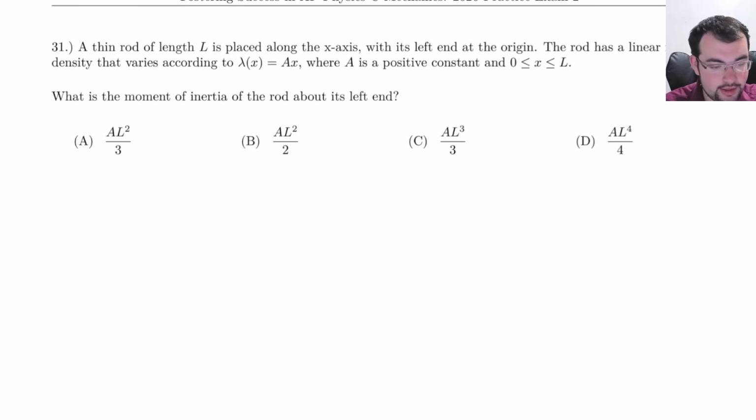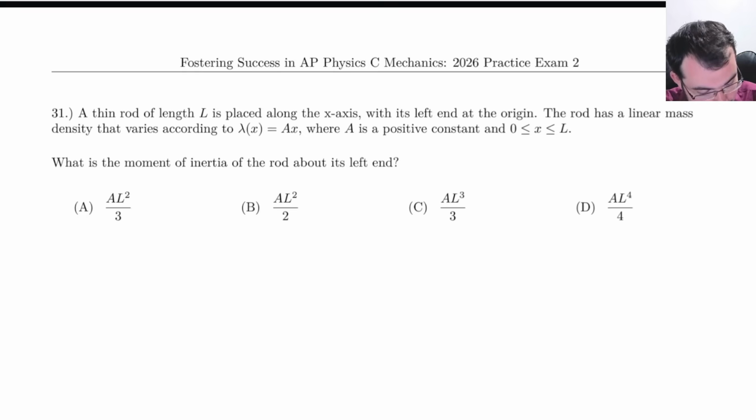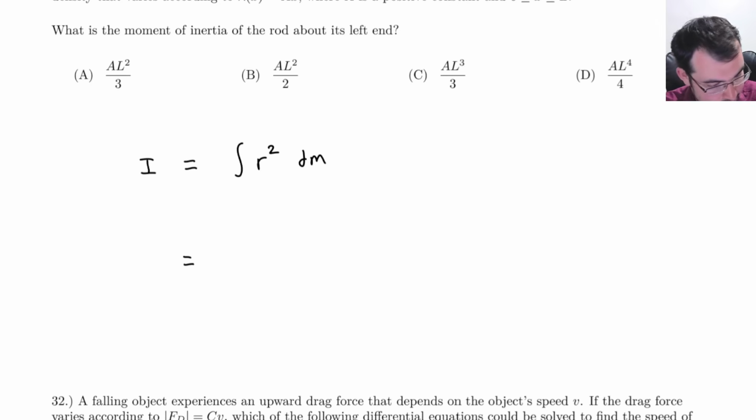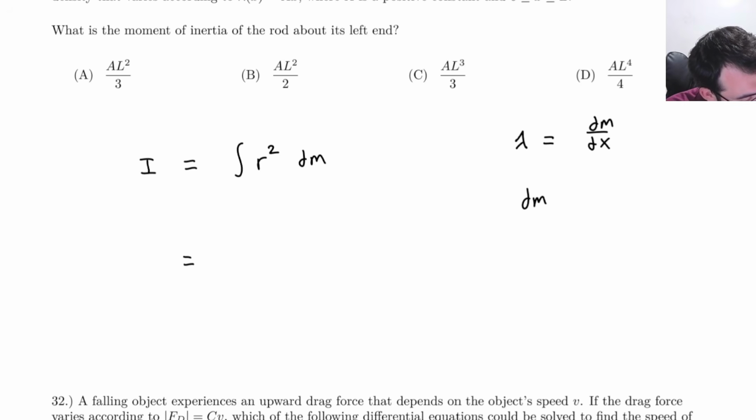All right, a thin rod of length L is placed along the x-axis. The rod has linear mass density. We're given a lambda function. We want the moment of inertia of the rod about its left end. Well, our expression for moment of inertia is I equals the integral of r squared dm. And lambda is defined as dm/dx. It's your mass per unit length. So we can always substitute dm equals lambda times dx.